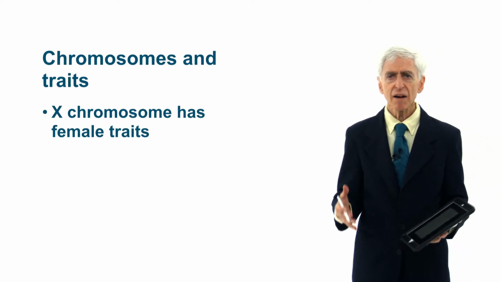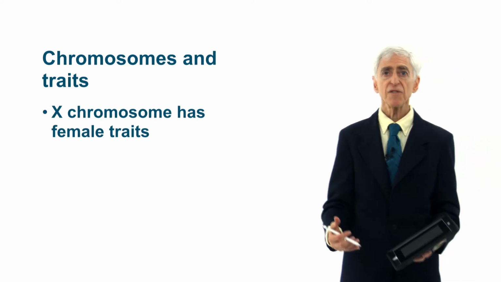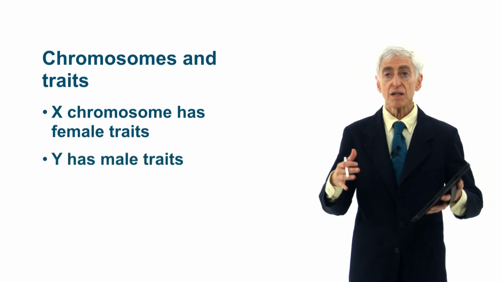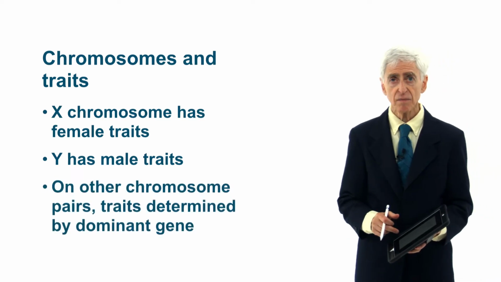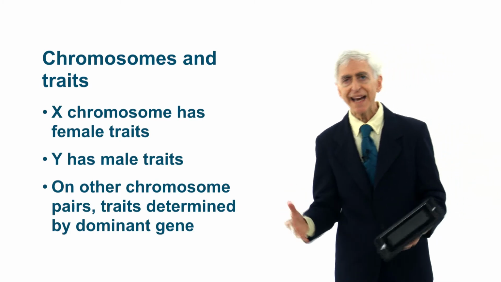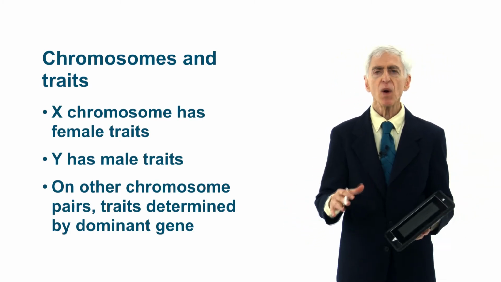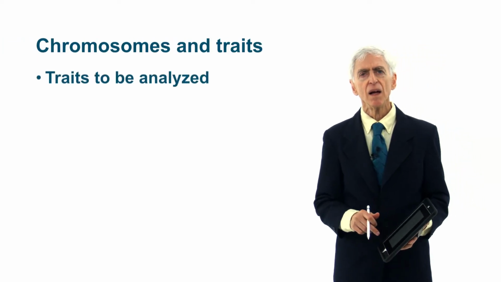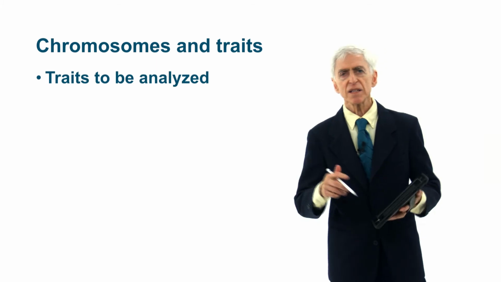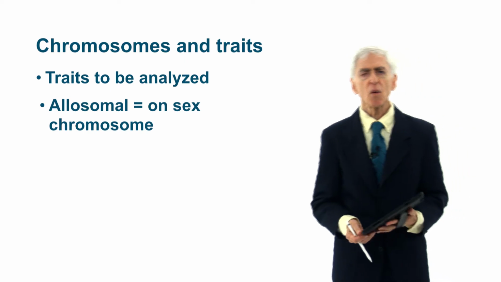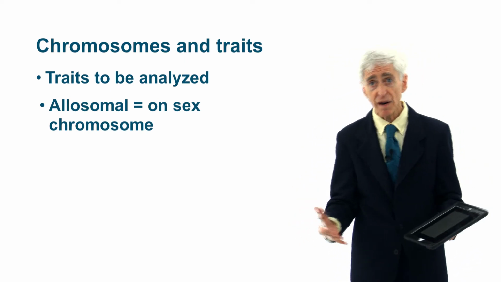The X chromosome carries on it particular specific female traits. The Y has very specific male traits on it. But on other chromosome pairs, which trait you get is determined by which is the dominant gene of the two. And there are times when traits need to be analyzed at the chromosomal level. And so we have to make sure we understand our vocabulary here.